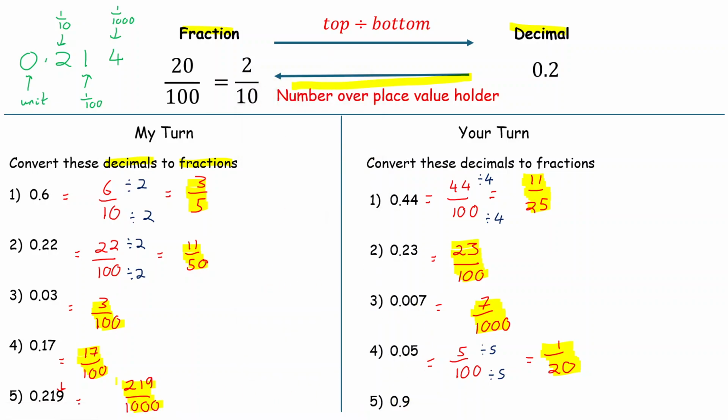Last but not least, we've got 0.9. So this one is going to be your number, which is 9. So equal to 9 over, this column is in the tenths column, so 9 over 10 is going to be your answer for the last one. There we go.